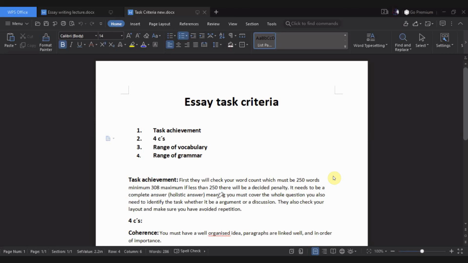The first thing they're going to see this time would be your task achievement. They're going to check the word count to see if you've reached the minimum. In your task 1 writing, the minimum word count is 150 words. As for your task 2 writing, the minimum would be 250 words. There would also be a maximum, which I already mentioned before, maximum 308 for essay, and for letter writing, maximum is 180. Although this is not the exact maximum, this is just your limit. This is just your guide.